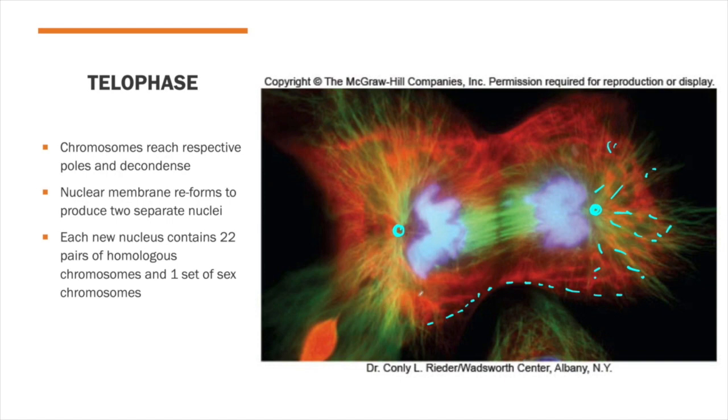I now start seeing the reformation of the nucleus. You can see this red region right here. Pieces of the nuclear membrane are going to start reforming, and I'm recreating the nuclear membrane. Each new nucleus will contain the 22 pairs of homologous chromosomes as well as its one pair of sex chromosomes.